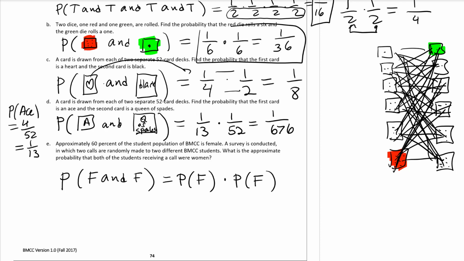So what's the probability that a student will be female? That depends on the percentage. It's 60%. What is 60%? It's 60 out of 100, which you can write as 6 out of 10. You can write this as 3 over 5. All of these are going to be correct results, okay?